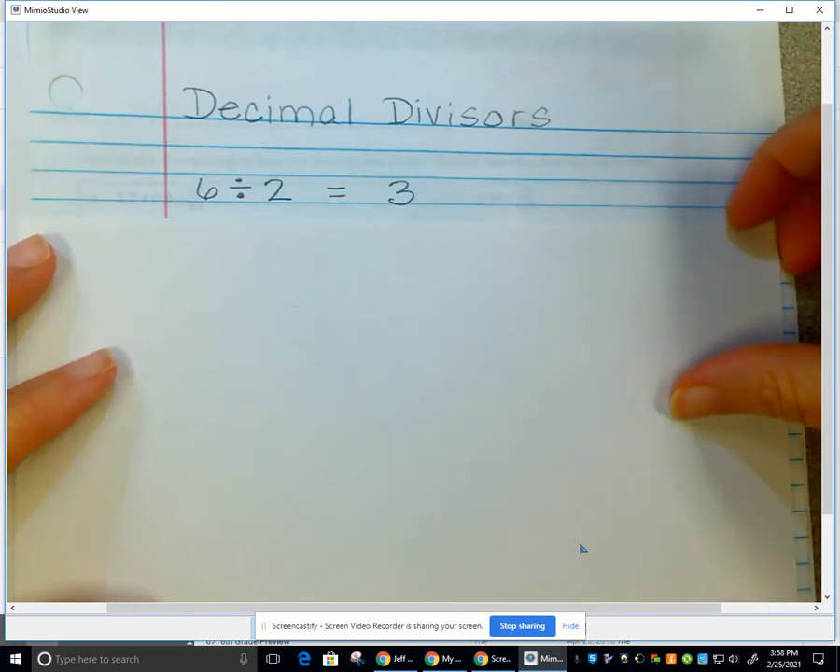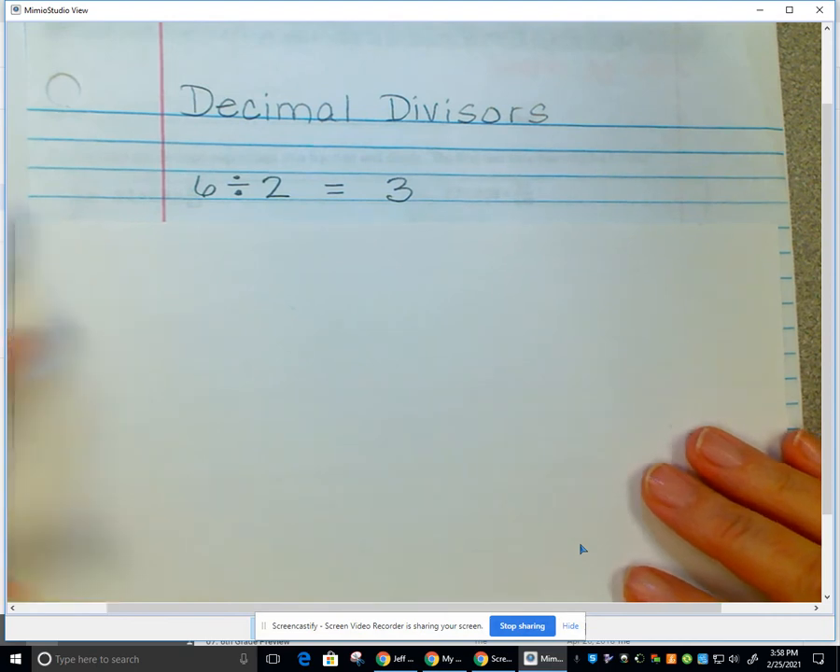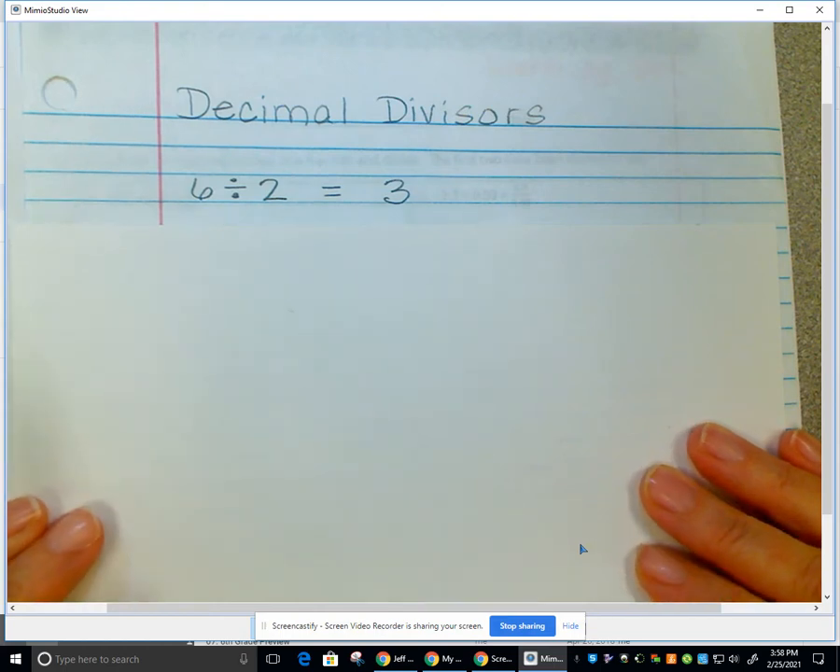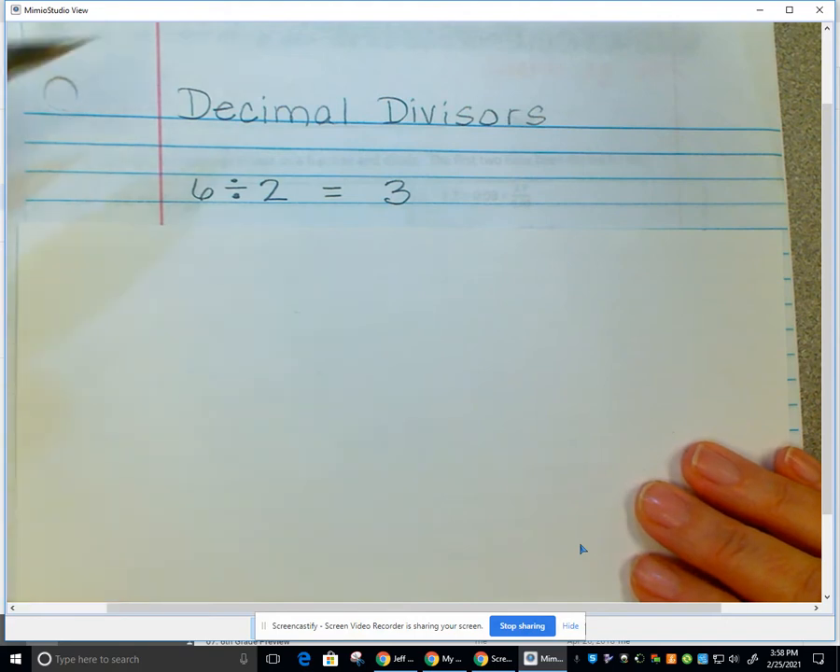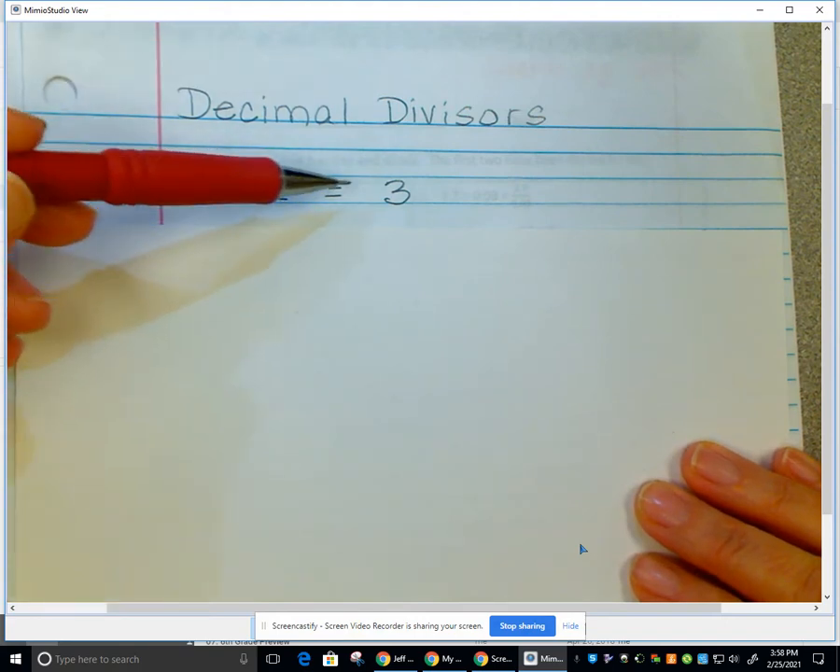Okay, we are looking today at division, and this time we are going to be dividing decimals by decimals, and that's something that we haven't worked a whole lot with so far. But let me just show you an introduction. You see, we've got 6 divided by 2. We know that equals 3.